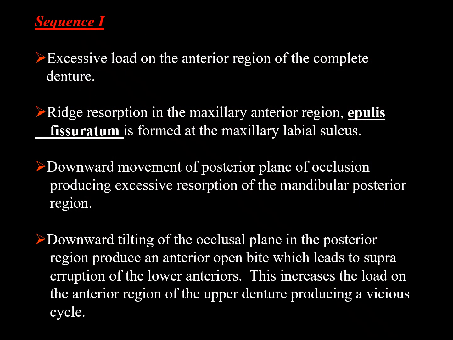So this occurs in a sequence, and the first sequence is excessive load on the anterior region of the complete denture. So this causes resorption of the ridge in the maxillary anterior along with Epulis fissuratum. This is the initial sign of this problem. This causes downward movement of the posterior plane of occlusion, producing excessive resorption of the mandibular posterior teeth also. So the downward tilting of the occlusal plane in the posterior region produces an anterior open bite, which leads to supraeruption of the lower anterior, which further accelerates the problem.